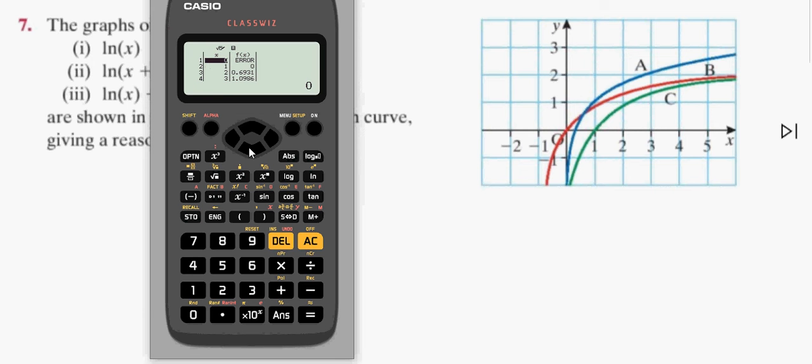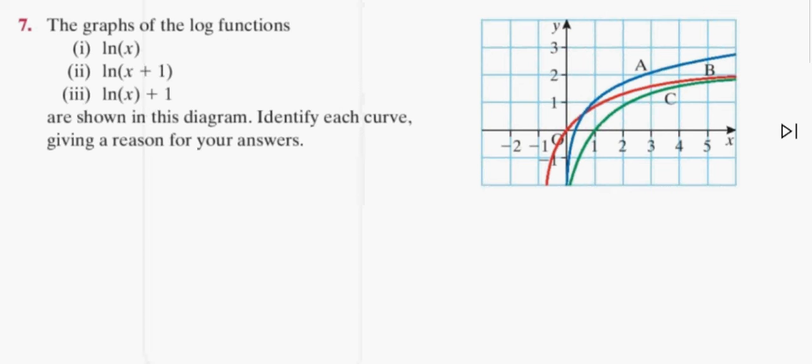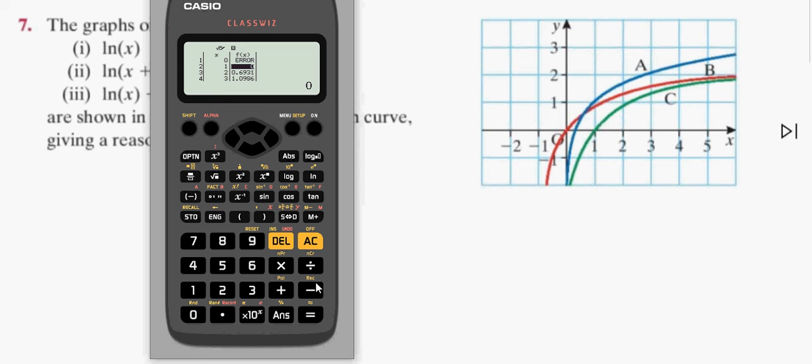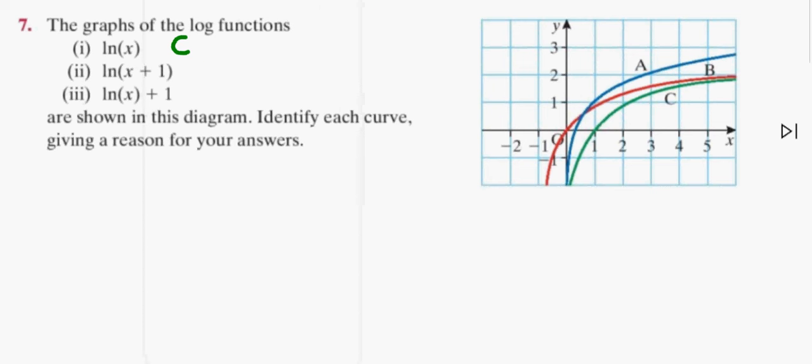This one crosses at 1, 0. Which one crosses at 1, 0? C, isn't it? So I know straight away that's C. What happens when I add 1 within the bracket? It moves it to the left one, doesn't it? If I didn't remember this, what could I simply do? Just go back and lob in +1 and then check where it crosses. And it's now at 0, 0. That means that one's B, and by process of elimination, that one has to be A.